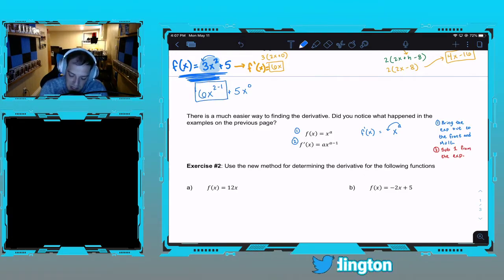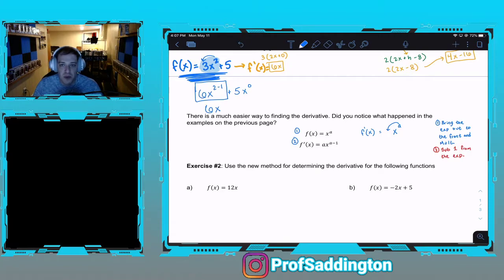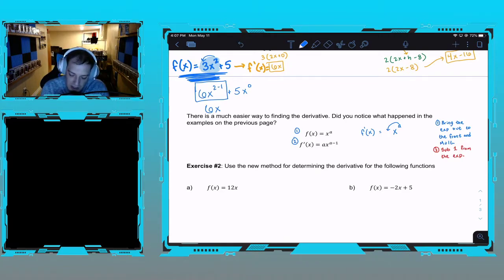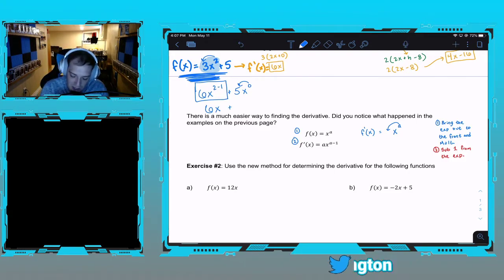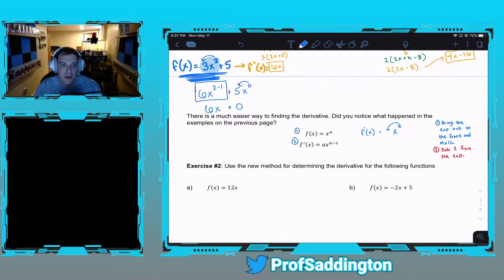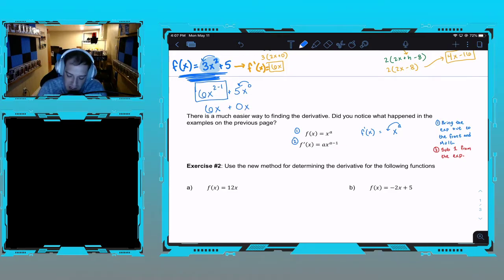So we already did this first piece. We simplified it, and technically we could simplify it even more, and it's going to be 6x because 2 minus 1 is 1. This other part, if we follow the same 2 rules and we bring the exponent out front, we're going to have 0 times 5. Well, if you do 0 times 5, that's just going to be 0. And then it says that we have to subtract 1 from the exponent. So we would have x to the 0 minus 1, which is negative 1.